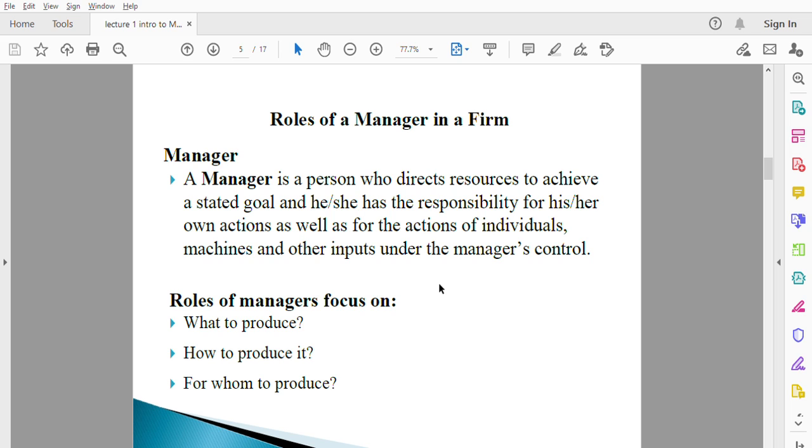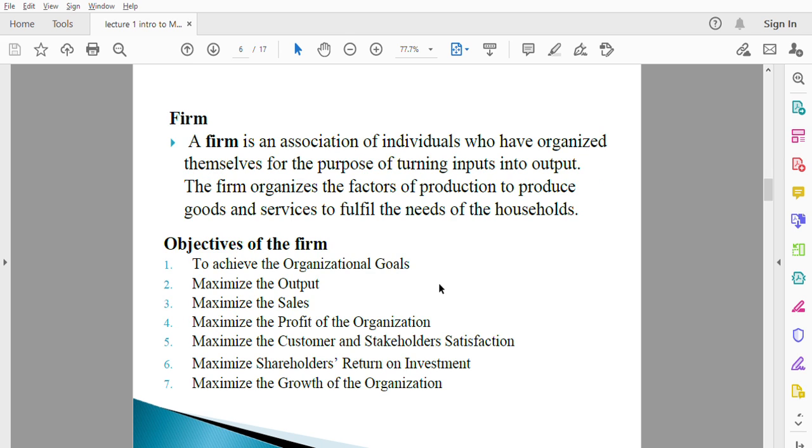So basically, a manager has these three roles. The roles of managers focus on, first of all, what to produce, how to produce, and for whom to produce. So he is responsible for making a decision on what to produce, how to produce, and for whom to produce.